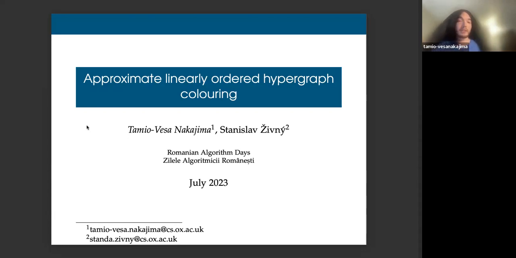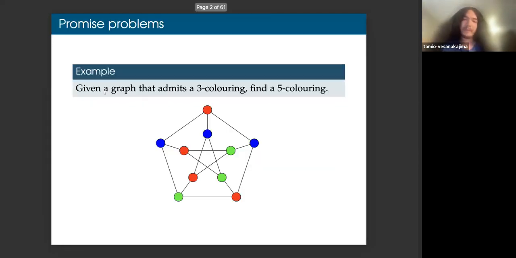Today I'm going to be talking to you about approximate linearly ordered hypergraph coloring. First, by manner of introduction, I'm going to talk a bit about promise problems, and in particular, one of the problems that inspire this line of research, which is the approximate graph coloring problem.